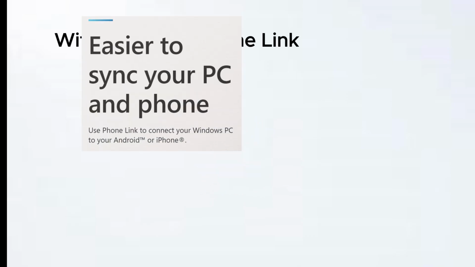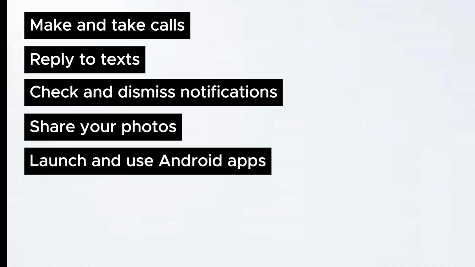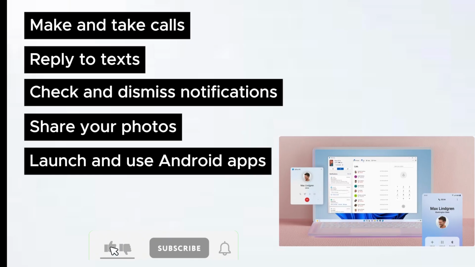With Microsoft Phone Link, your Windows PC becomes your smartphone control center, so you can make and take calls, reply to texts, check and dismiss notifications, share your photos, and yes, even launch and use your Android phone apps all straight from your PC. Stick around because in this video I will show you how to stay connected, save time and boost your productivity all without even taking your phone out of your pocket.